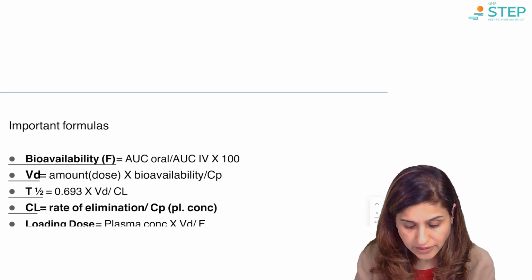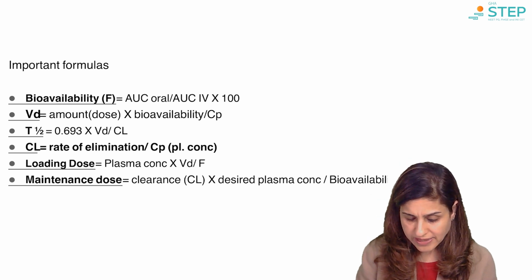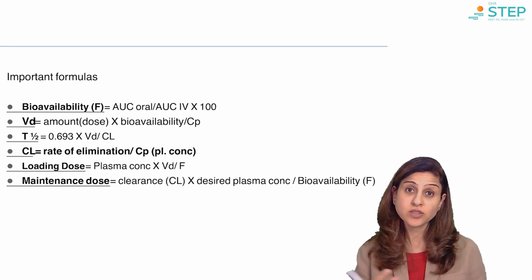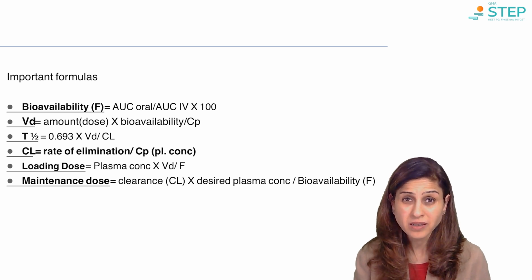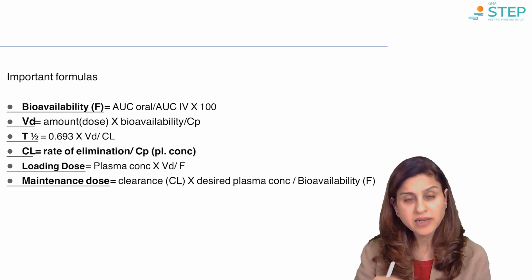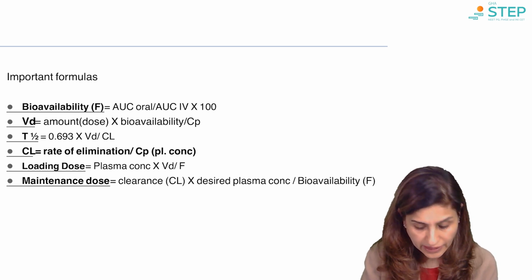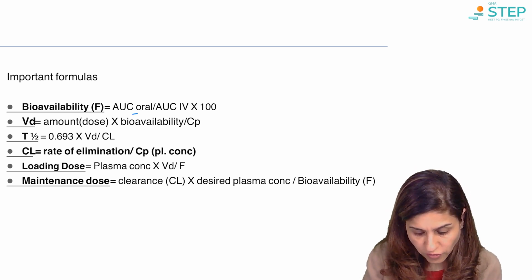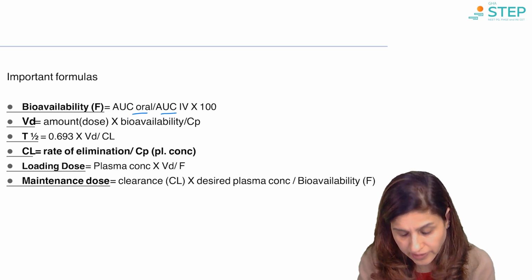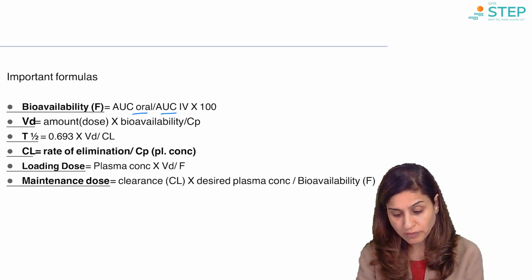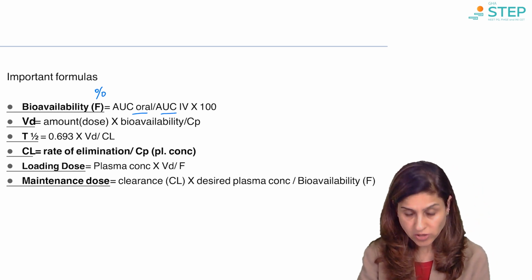Now, there are certain important formulas also that you should be aware of. Though these days there is less tendency to ask problem-based or numerical calculations, yes, they can be asked in the form of MCQs. So bioavailability is the area under curve of a drug given by the oral route divided by the area under curve of the drug given by the IV route, multiplied by 100. This answer would be in percentage.